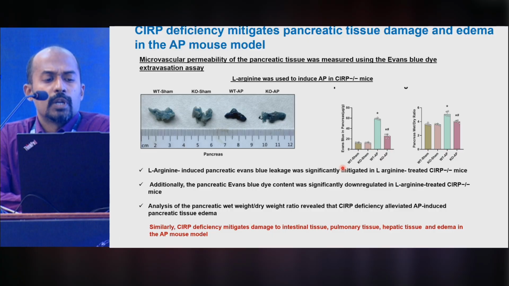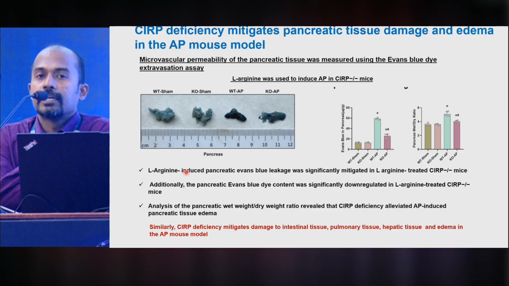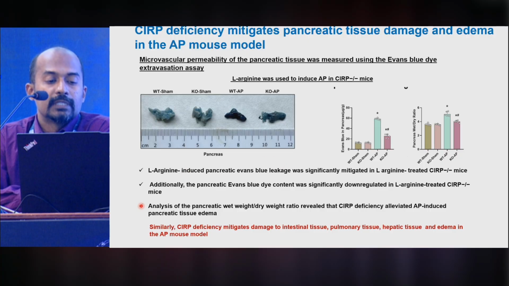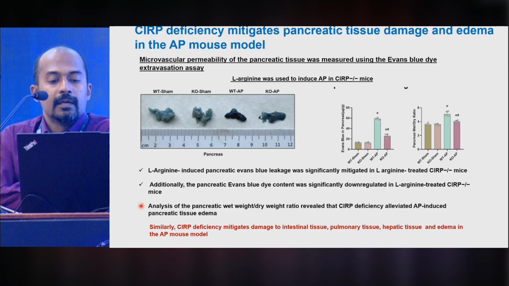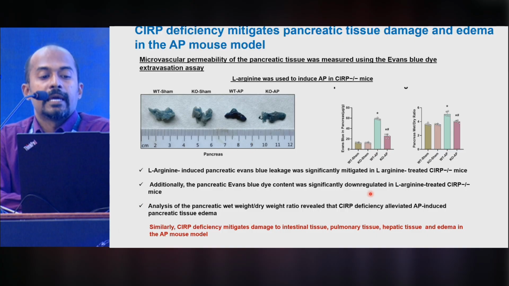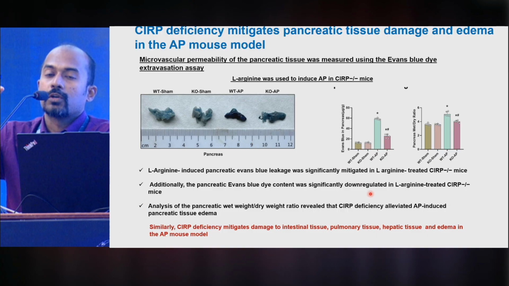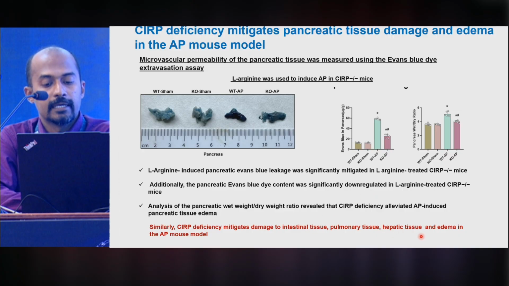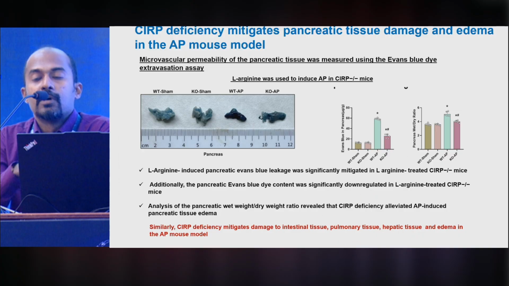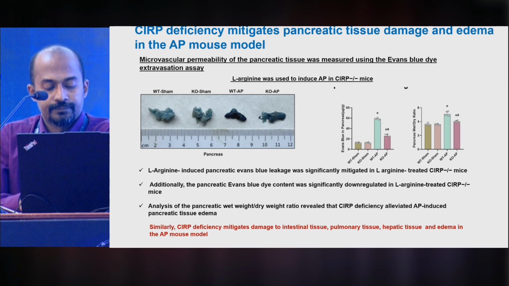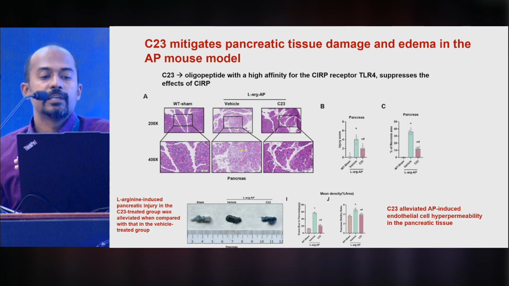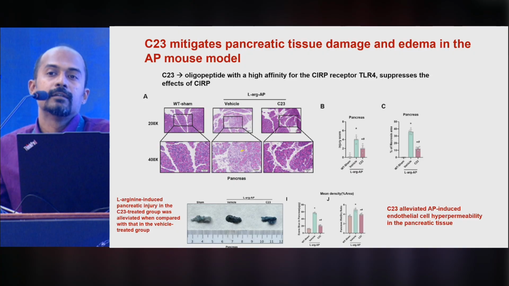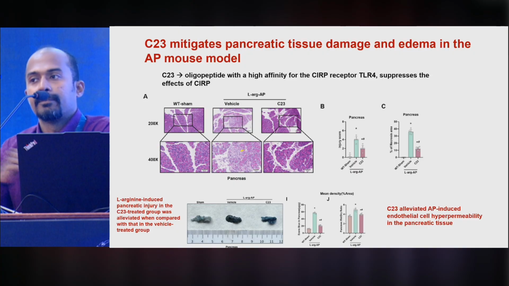Now they are seeing more vascular leakage in L-arginine-induced acute pancreatitis, and they also tried to observe the same in knockout mice where CARP is not there, where the leakage is significantly mitigated. And similarly, they tried to observe the same phenomenon across different tissues, such as pulmonary, intestinal, and hepatic edema, in the AP mouse, in other tissues as well. Right? And they tried to use an inhibitor, C23. When they use the inhibitor, again it is mitigating the CARP-induced pancreatitis.